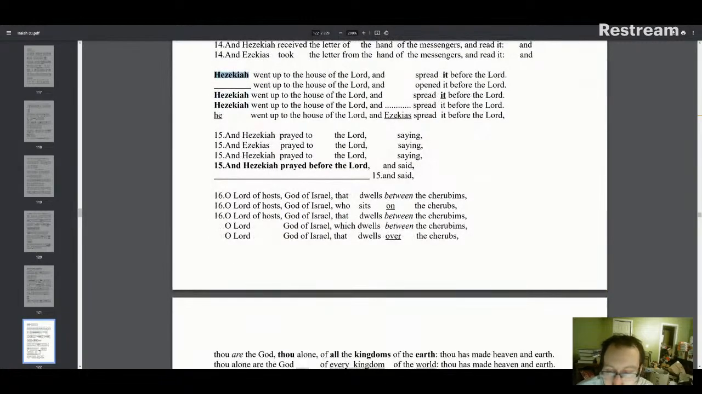Okay, and then Septuagint of 2 Kings, the only one that doesn't say Hezekiah prayed before the Lord. So there's no reason for scribes to add that. So it is part of the original text.